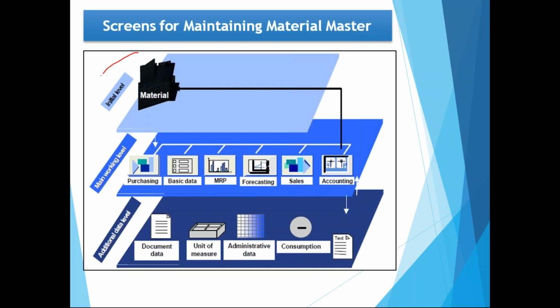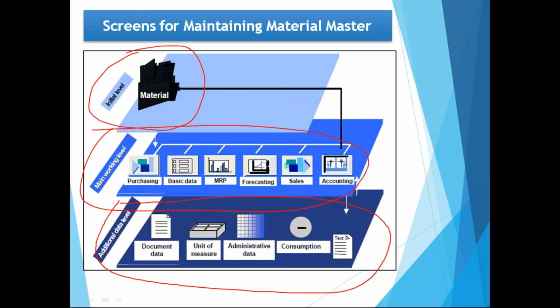So material master will be maintained like you have the initial level, and then you will have the main working level, and then the additional data level. First on the initial screen you enter the material and all, then you go for main views where you maintain all the respective data. And apart from this, some additional data can be maintained at additional data level. So this is how you maintain the data.